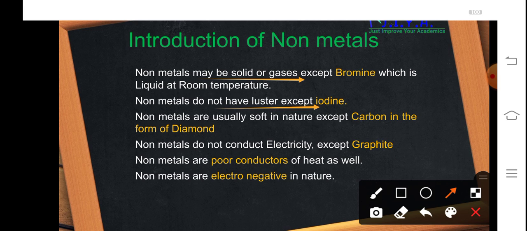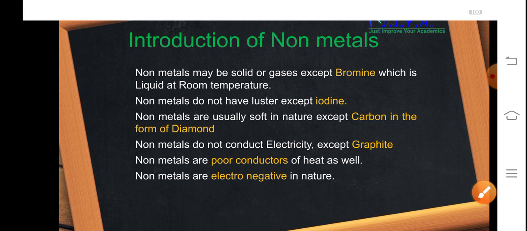Nonmetals do not have luster, but iodine is a nonmetal which has a luster. Nonmetals are usually soft in nature, but diamond is hard. It is an allotrope of carbon. Carbon is a nonmetal. Nonmetals do not conduct electricity. Also, they are poor conductors of heat. But graphite is a nonmetal which can conduct electricity. Let us see how. Nonmetals are electronegative in nature. Now, what is this electronegative nature? We are going to learn about all these properties in this video.